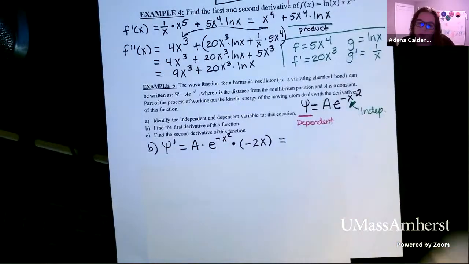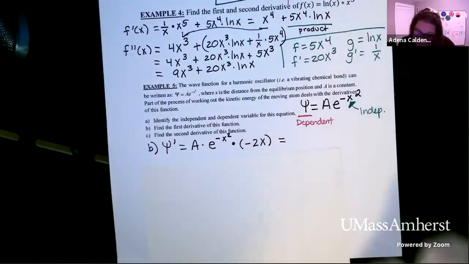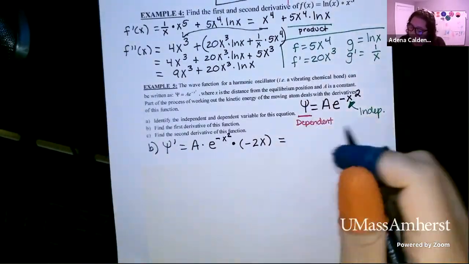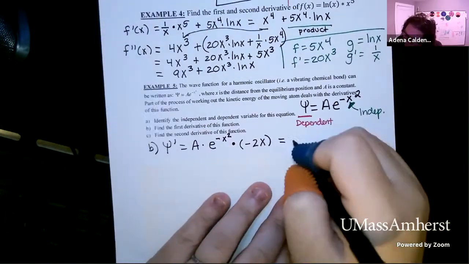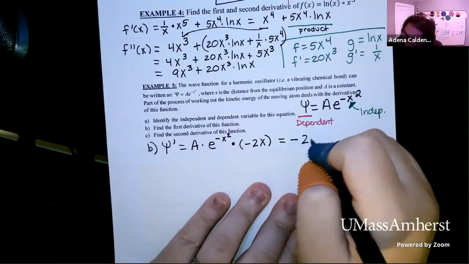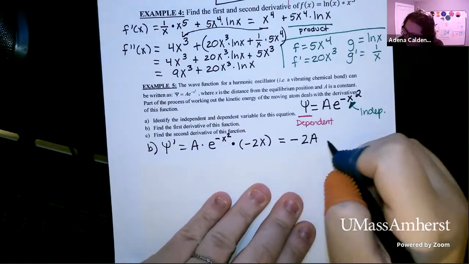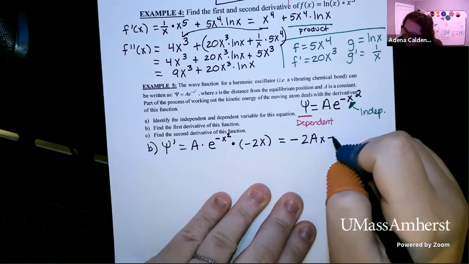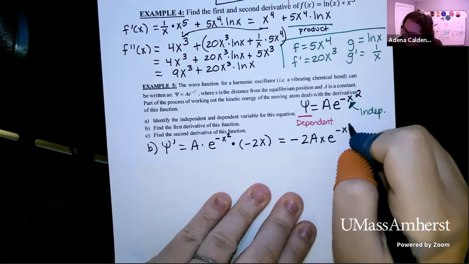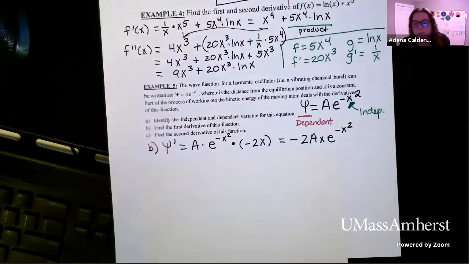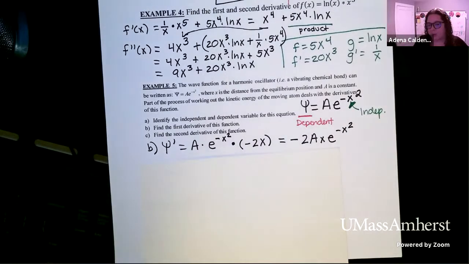If we were only looking for the first derivative, and this was on a mini quiz or something like that, the way that we would probably write this is negative 2a, so we bring the constants and the negative to the front, and then x e to the negative x squared. Okay, that's probably how you would see it written.